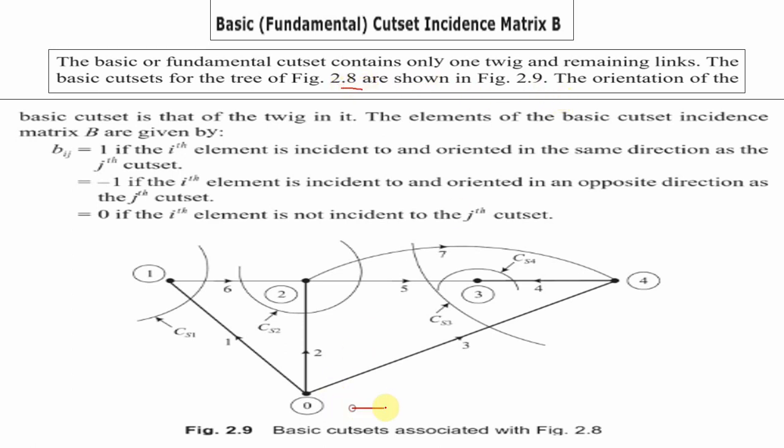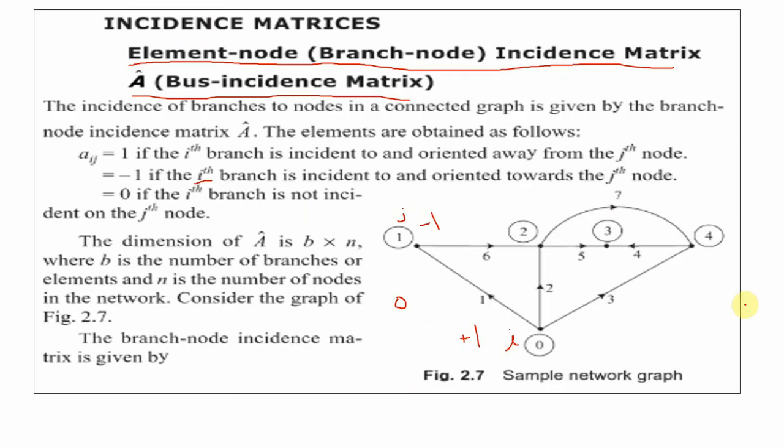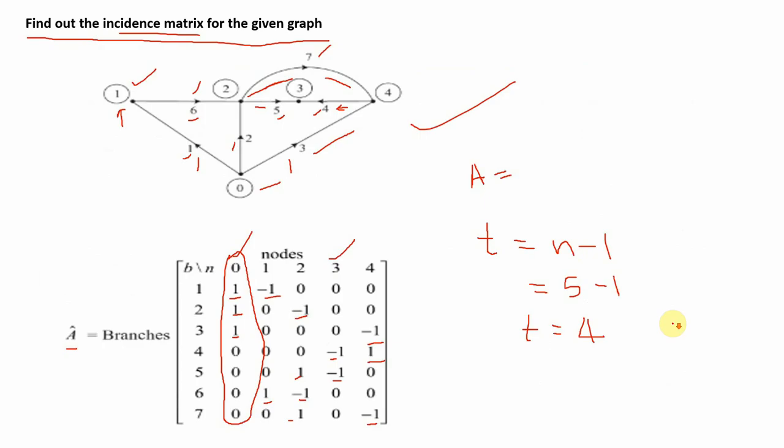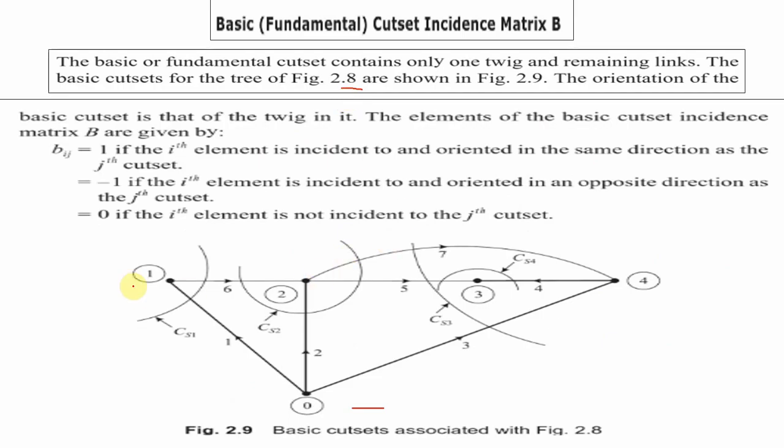So this is 2.9, and this diagram is designed from this diagram, right? This is your main diagram. So here, on the basis of the formula, we find that the total basic twigs are 4, so 1, 2, 3 and 4. Those are shown in dark lines; these are the twigs. How can we decide that these are the twigs? Because we know the formula T is equal to n minus 1.